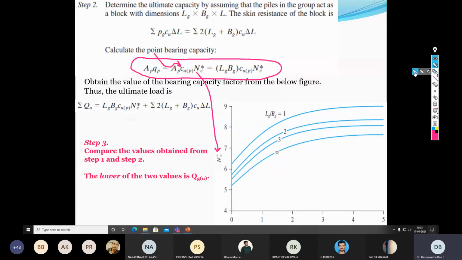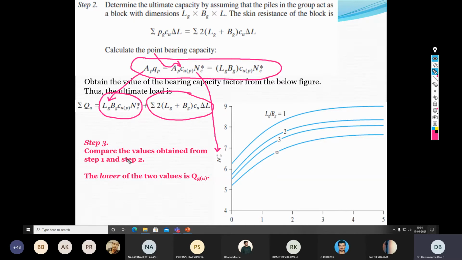So the first term is the point bearing resistance. Now see another difference. In case of the individual pile, AP is nothing but pi by 4 into D square. But in case of the pile group, the cross section area is nothing but LG by BG, because this is acting like a block. So the block could be square or rectangle, doesn't matter. But always the AP, cross section area of the pile group block, is LG by BG only. So this is the point bearing capacity, while the second term is skin friction.